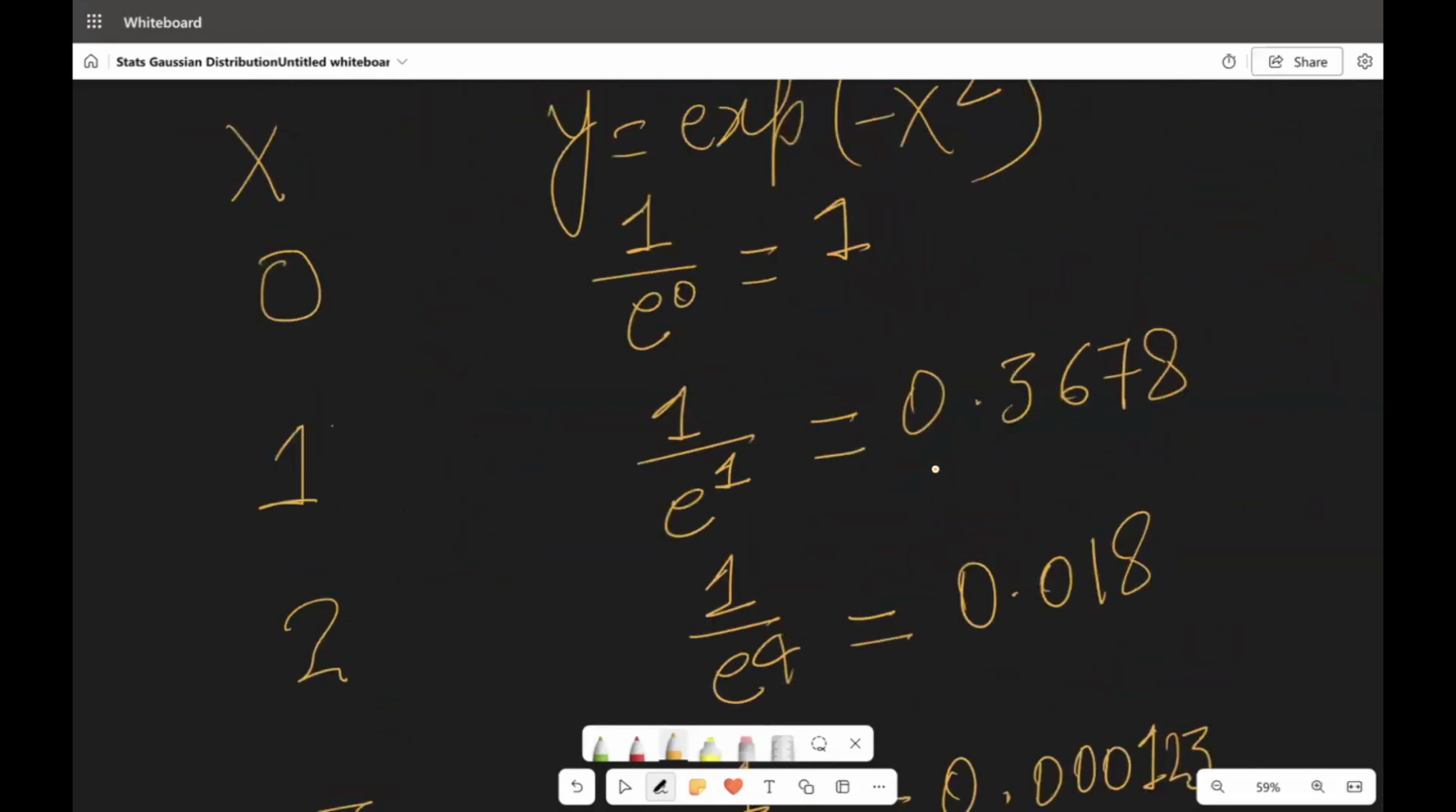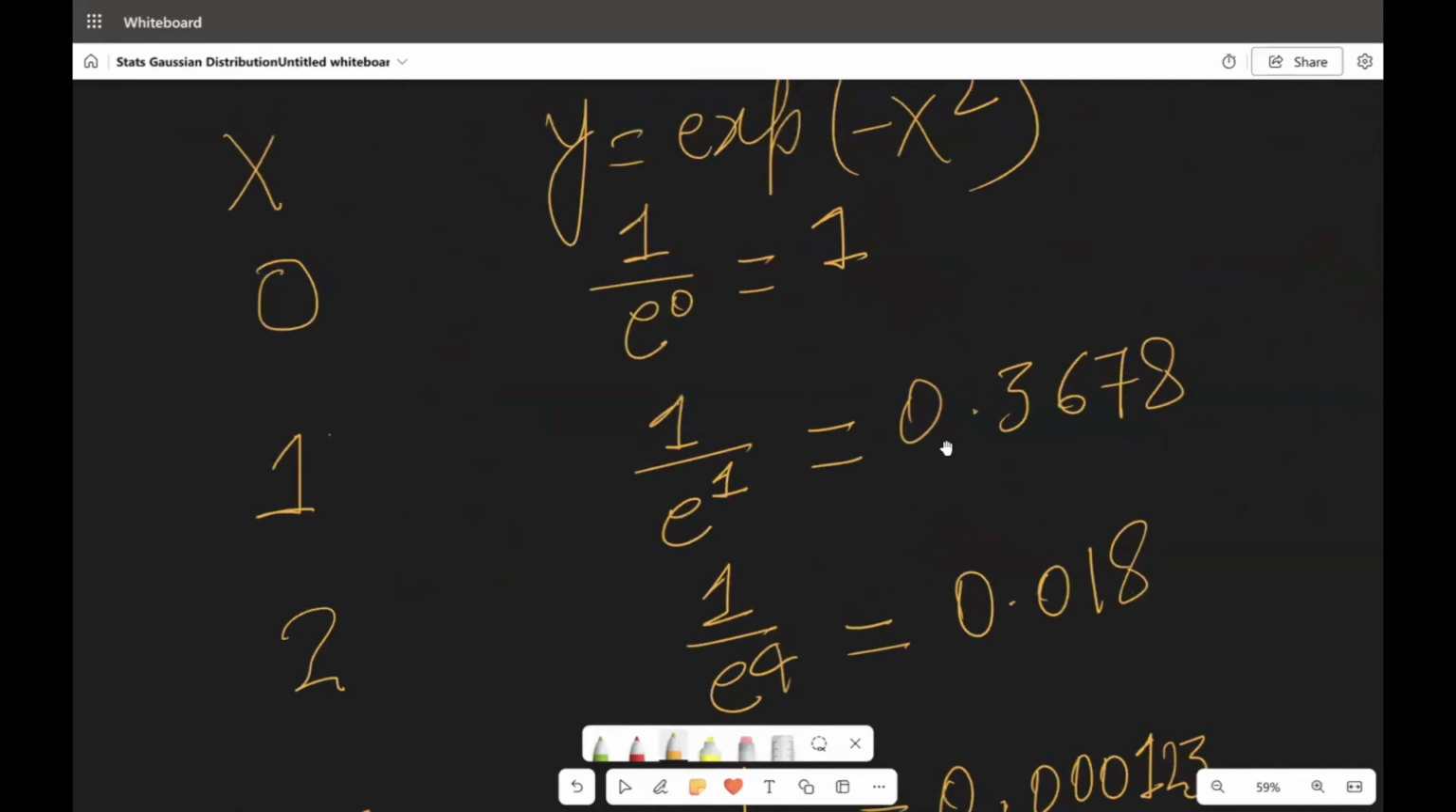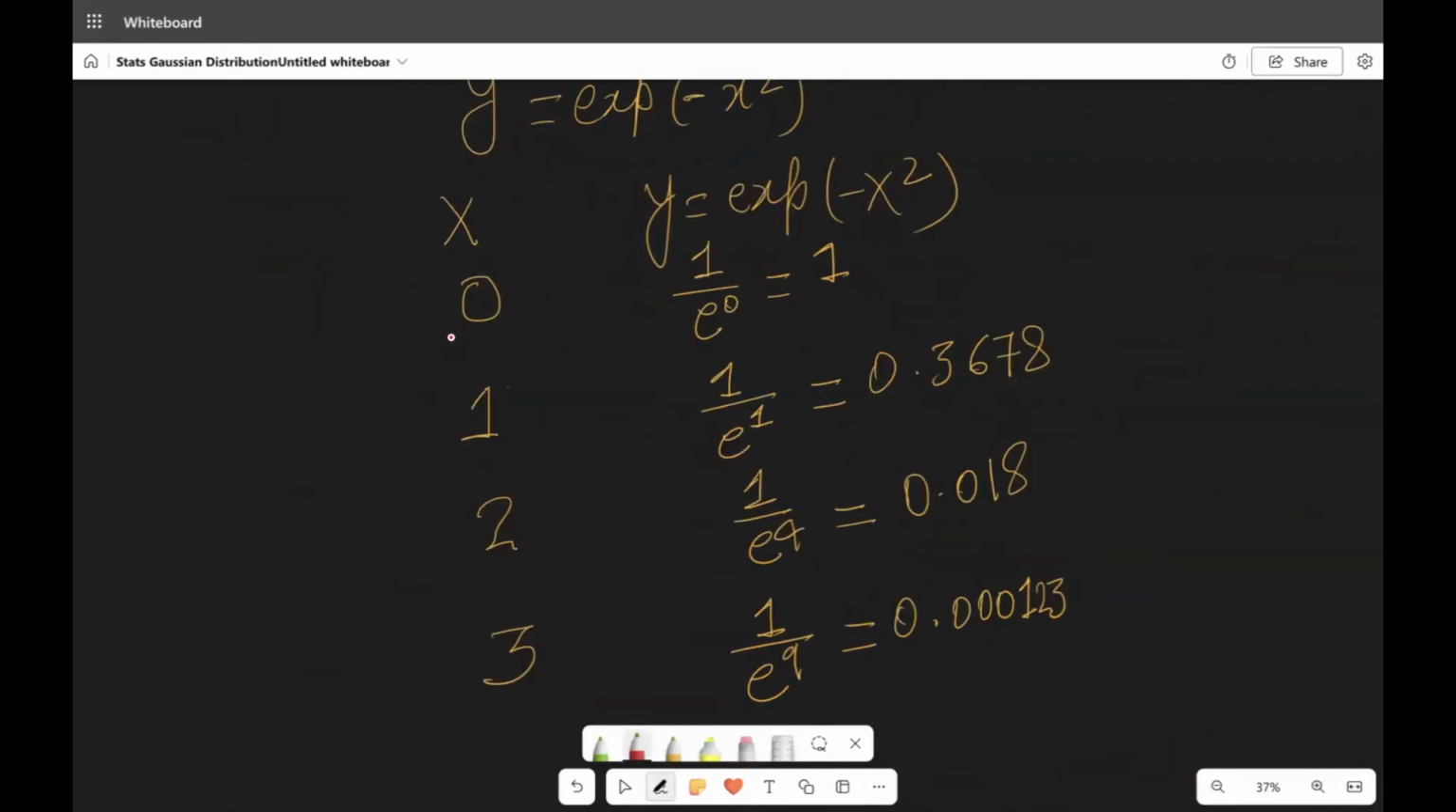So what is the point of explaining this? If you look at this, my x is increasing and my y is decreasing. But the point here is how much y is decreasing. Here my x increased by 2 times, and here my x has increased by 3 times. But look at how my y has changed.